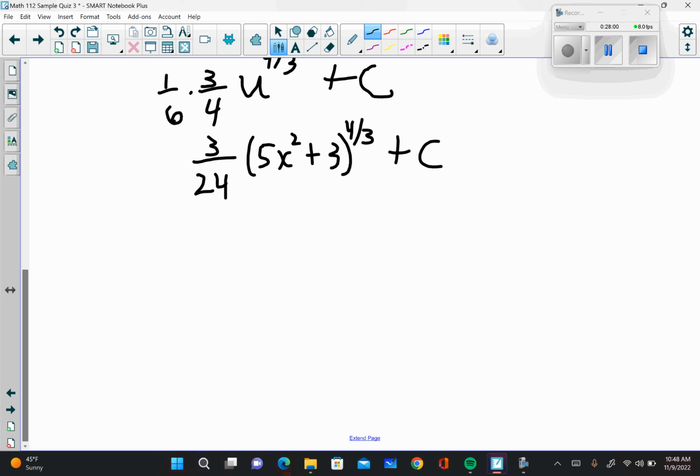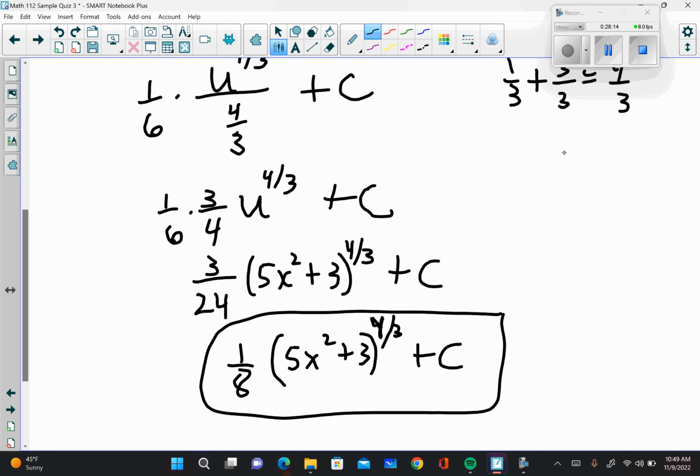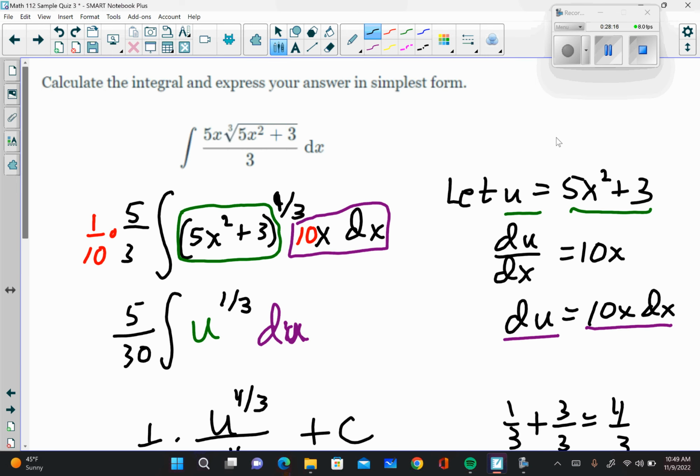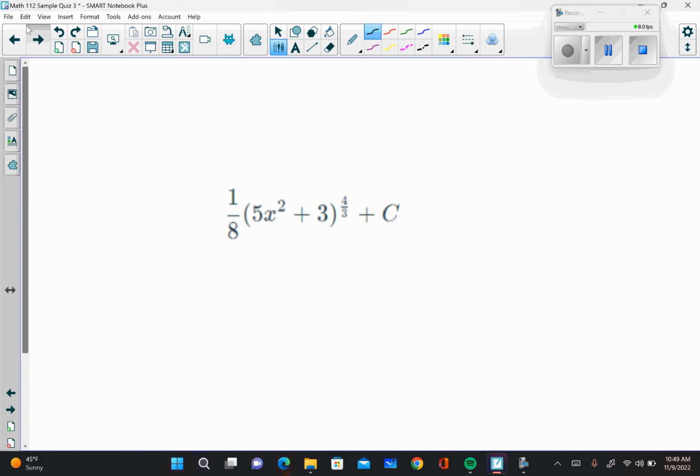3 over 24 can be reduced to 1/8. So 1/8, 5x squared plus 3 to the 4/3 plus c. You can use the 4 bells to find the derivative of that to make sure it's the original. Notice we did expect to get the answer in simplest form, which is what I put a box around. 1/8, 5x squared plus 3 to the 4/3.